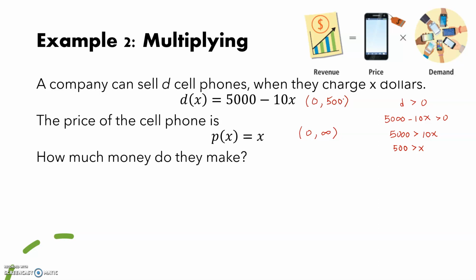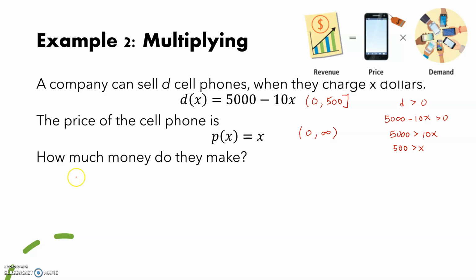Otherwise, our demand is negative, which doesn't make sense. You might put a bracket on here. I'm not really sure. I might put a bracket on there because I could have a demand that's equal to 0. I have a $500 cell phone, but nobody is buying it, so I have a demand of 0. Kind of makes sense to me.